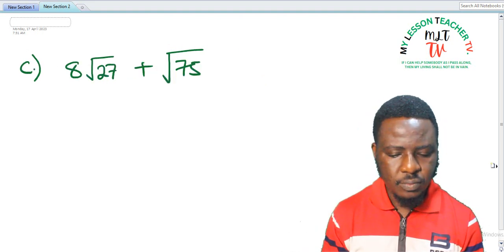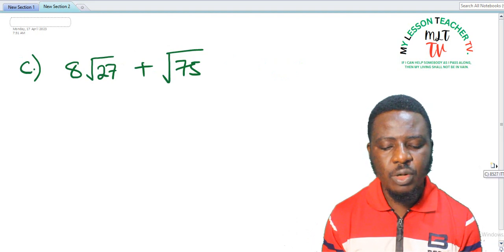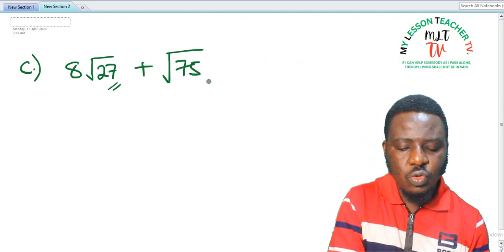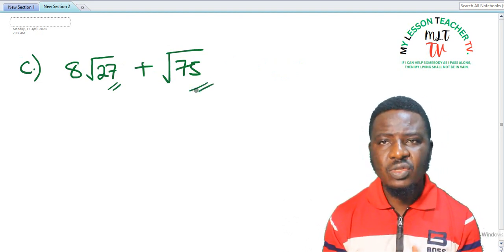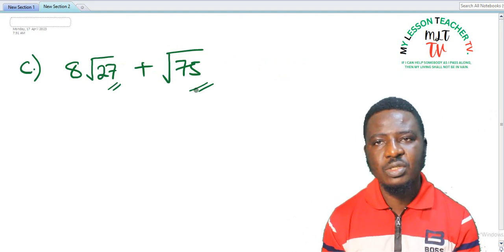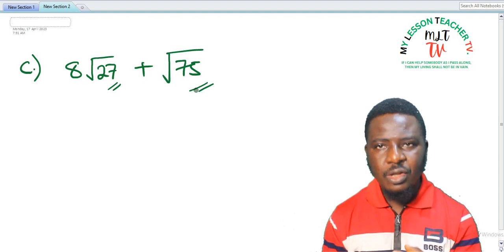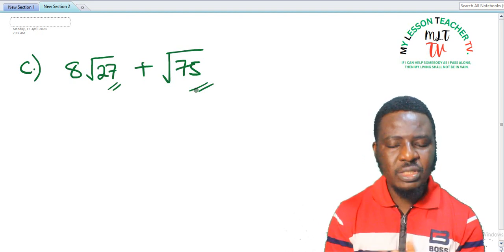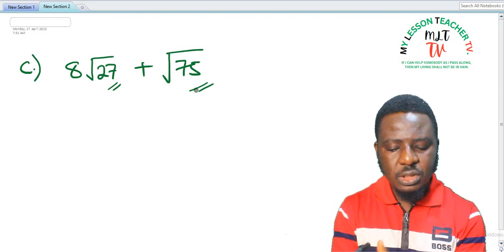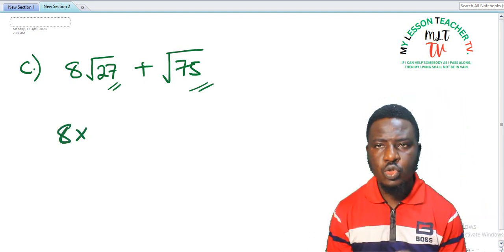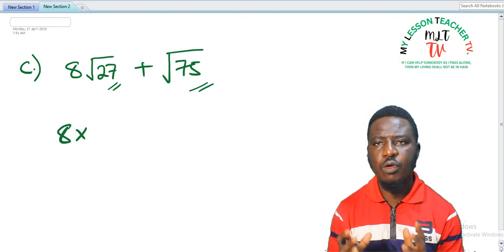C, we have 8 root 27 plus root 75. Now, they are not similar. If you look at their irrational parts, this is root 27 and this is root 75. They are not similar, but we can't tell whether they are similar or not unless we reduce them to their basic surd forms. Once that is done, then we can tell if they are similar or not. So this is how to reduce. I'm going to take them one at a time. So 8 root 27 can be expressed as 8 times, remember, root 27 can be expressed as a product of two factors where one is a perfect square.